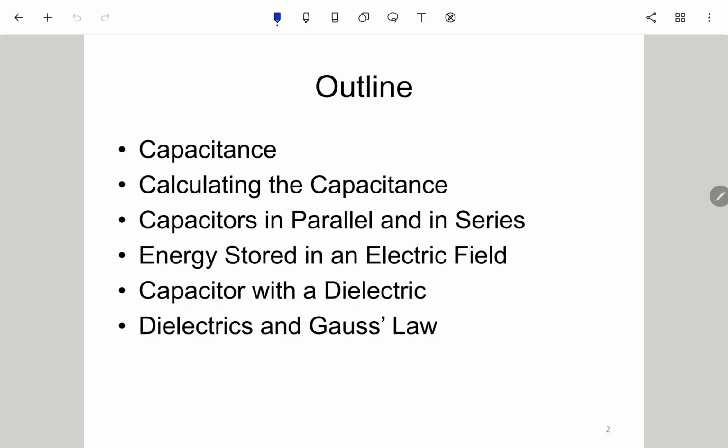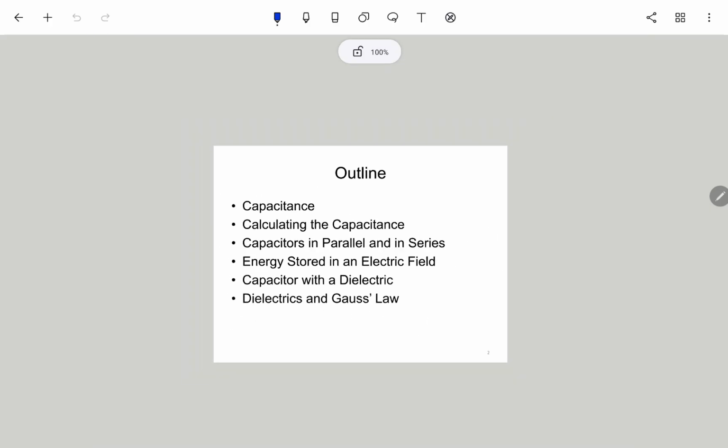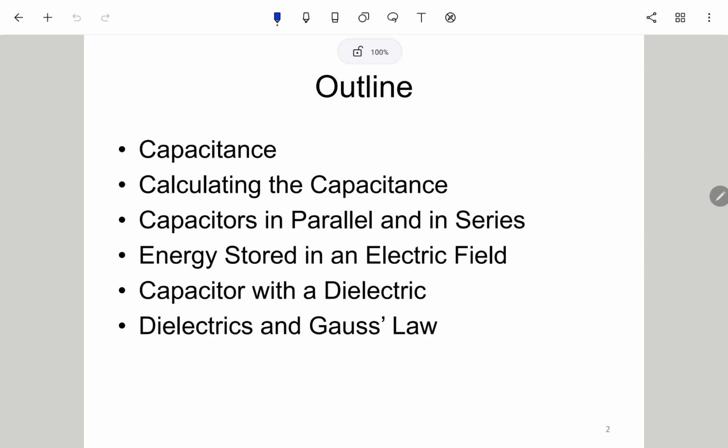And then finally we talk about the capacitor with dielectric, which will modify Gauss's law a little bit, changing the epsilon zero to an epsilon. But yeah, that is just a minor modification, at least for this course. We will not try to make it too complicated.